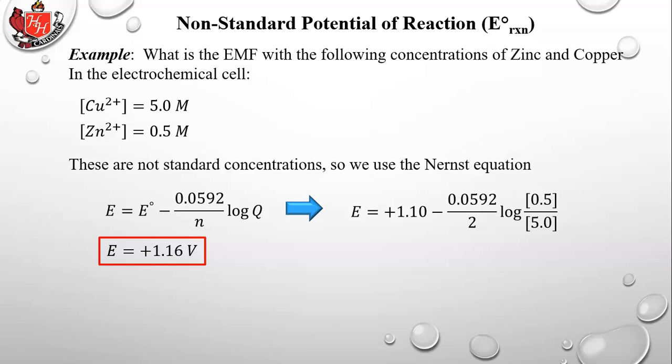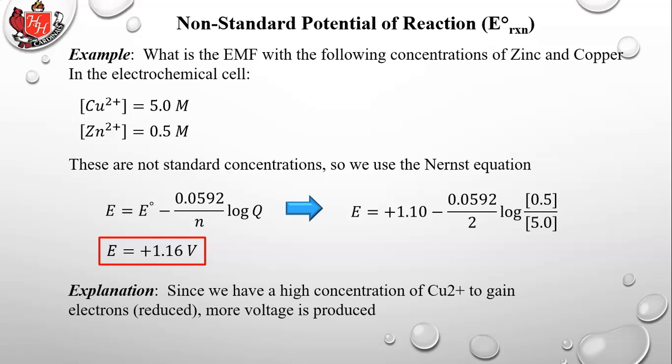So notice it went up. It went up from the 1.10 that we had at standard conditions. Why? Because you have a lot of extra copper to pull in those electrons, so there's a lot of space for those electrons to move over to the cathode, and so they do it more quickly, with more voltage. I shouldn't call it power, with more voltage. Okay, explanation. Since we have a high concentration of Cu2+ to gain electrons, be reduced, more voltage is produced.